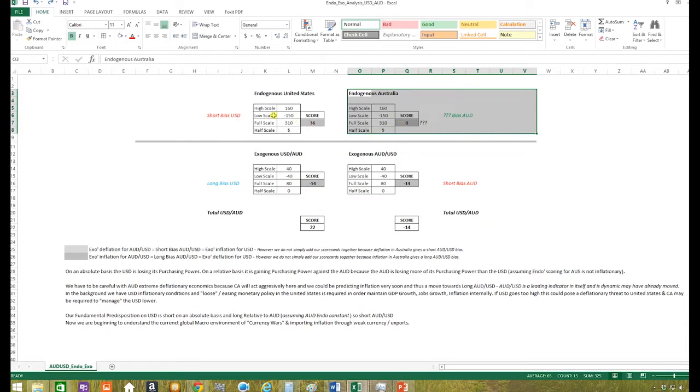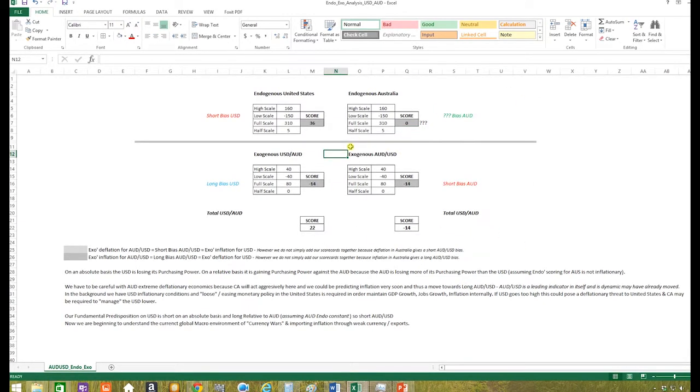Then we move on to the relative situation where we scorecard exogenously, and we're just saying in this overall analysis that endogenously Australia is contributing neither positively or negatively on the scorecard to the overall analysis of Australia.